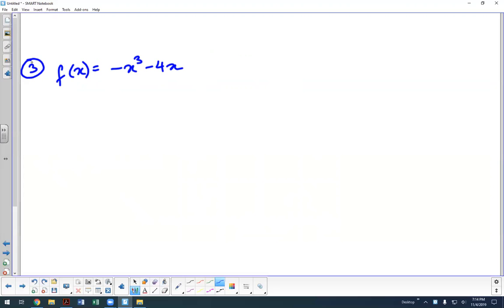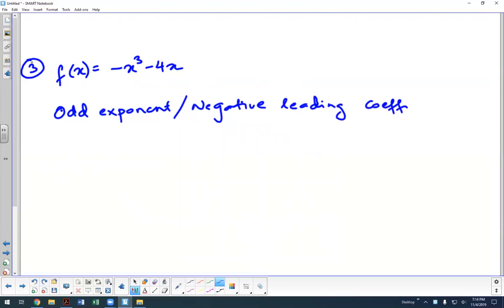So what kind of behavior do we expect when we have an odd exponent and a negative leading coefficient. So what's your conclusion on that? What kind of shape do we have? As x goes to positive infinity, where is the y going? Y goes to negative infinity?